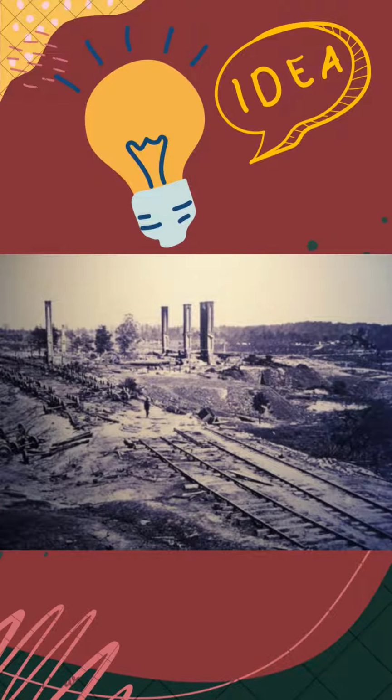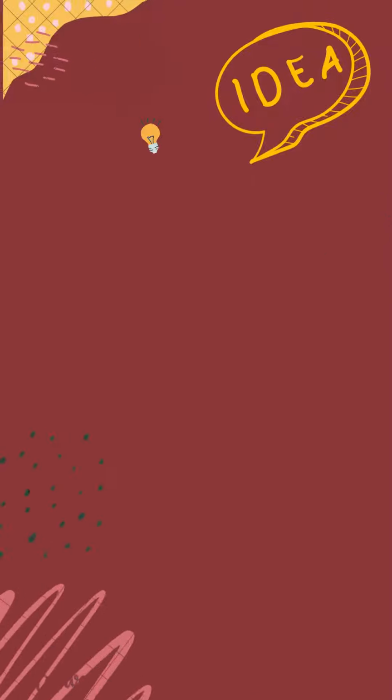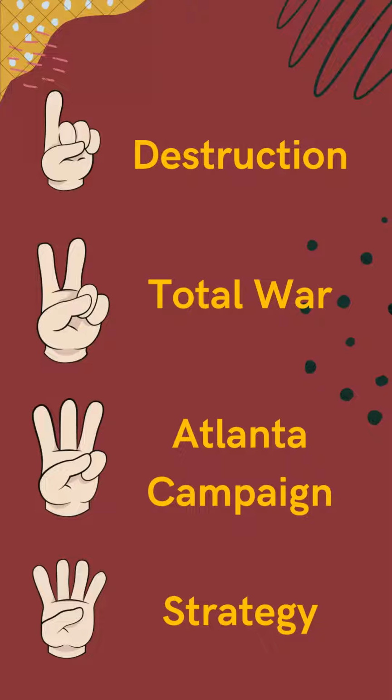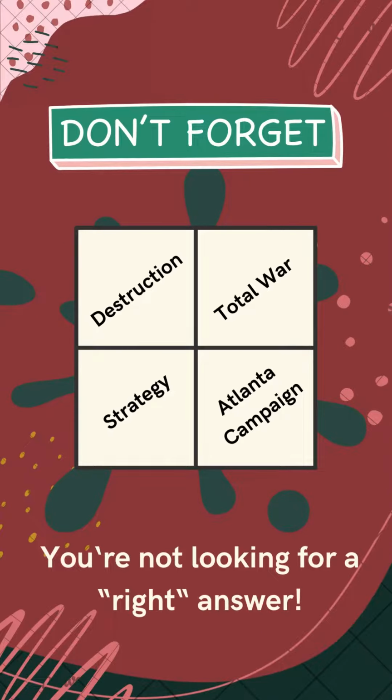So, let's try it out today. Here's an image to give you an idea. Moving on, here are four vocabulary words that I have thrown together for that: destruction, total war, Atlantic campaign, strategy. You would set this up, and students would go to one of four corners, so again, make their choice.